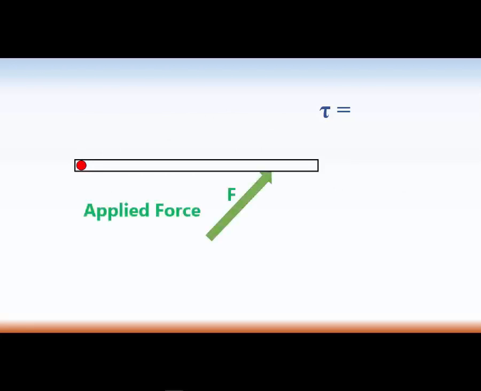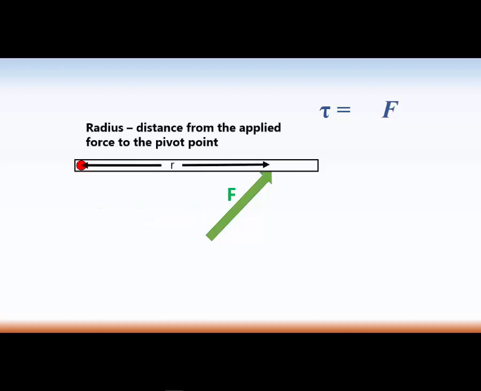First, we know that the force is directly related to the torque. The greater the force, the greater the torque. So we can put an F into our equation. Next, we know that the distance from the pivot point, or what is known as the radius, is also directly related to the torque. The further the distance, the greater the torque. So let's put an R into the equation.